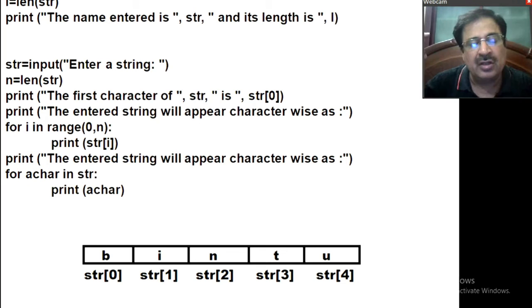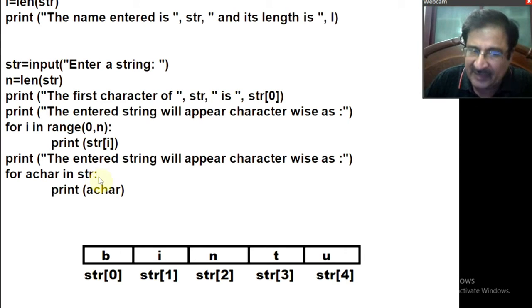This is the second method of displaying the string character-wise. You get the message, the entered string will appear character-wise as. Here you are making use of the in keyword. What will happen is that one character at a time from the string in the str variable will be assigned to this variable. Like it has the string Bintu. The first character will be assigned to the variable a-char. The loop will execute displaying the B.